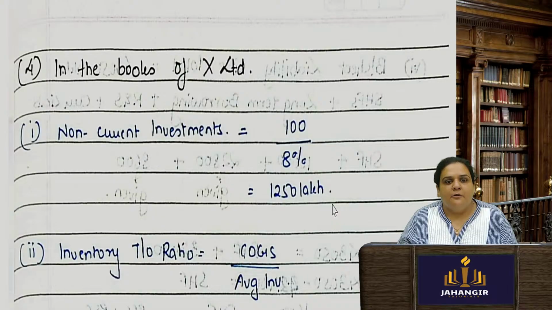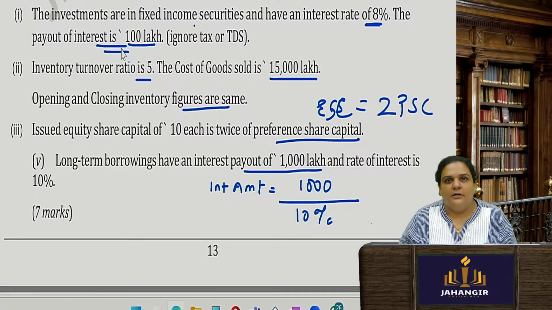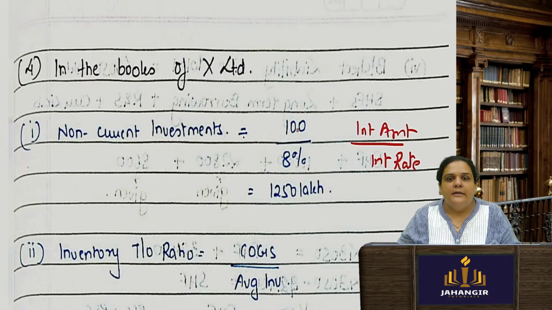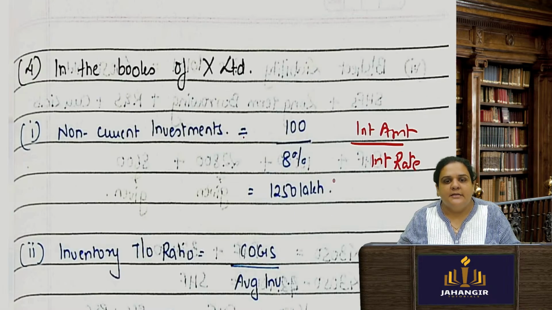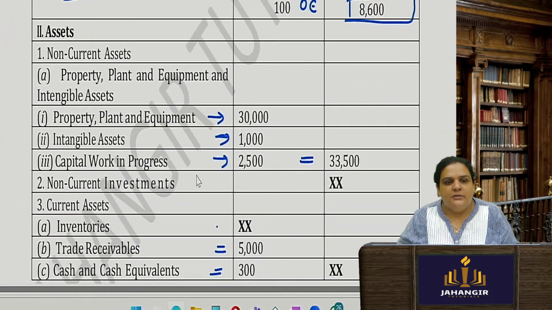First I will find out my non-current investment. Very simple, no? Because they have given me the interest received on non-current investment, and the rate of interest is 8%. So non-current investment will be interest amount upon interest rate. I have shown you all this before also. Interest amount is 100 lakhs and interest rate is 8%. So 1250 lakh. So in my balance sheet, non-current investment is done.